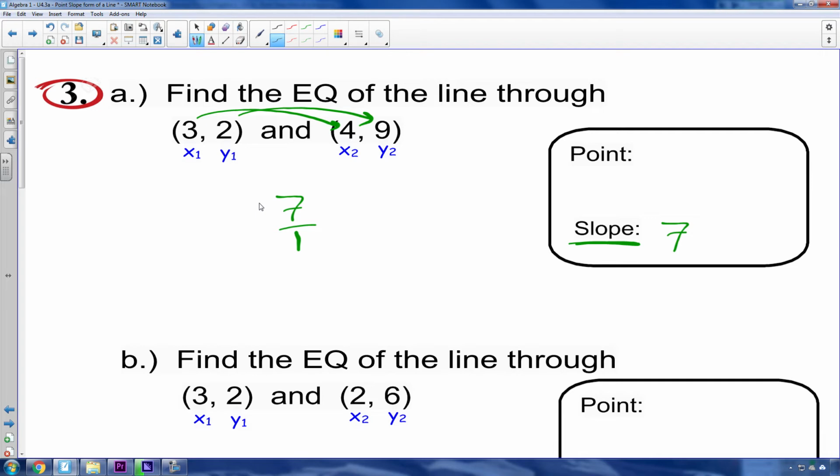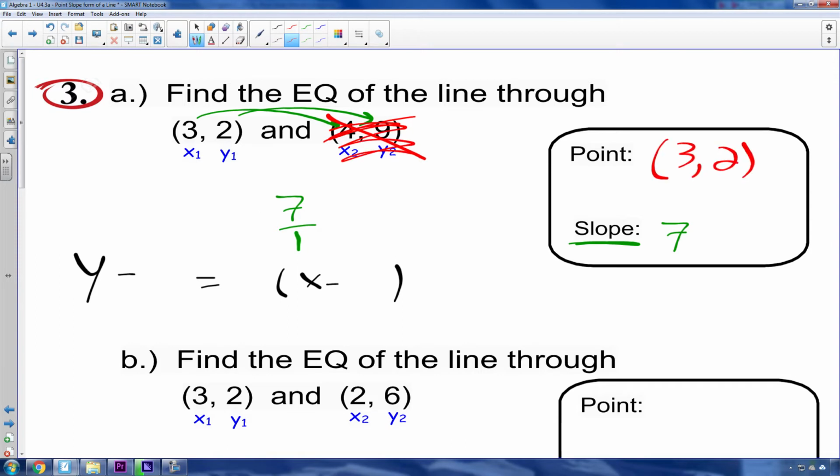And at that point, you're really ready to write this thing. I mean, you know it's y minus whatever equals m, and then it's x minus whatever. So let's talk about which point you want to choose. It doesn't matter. You can choose the first point or the second point, but get rid of the other one. So the point is 3, 2. Do you see what I'm saying? It's like literally just this right here.